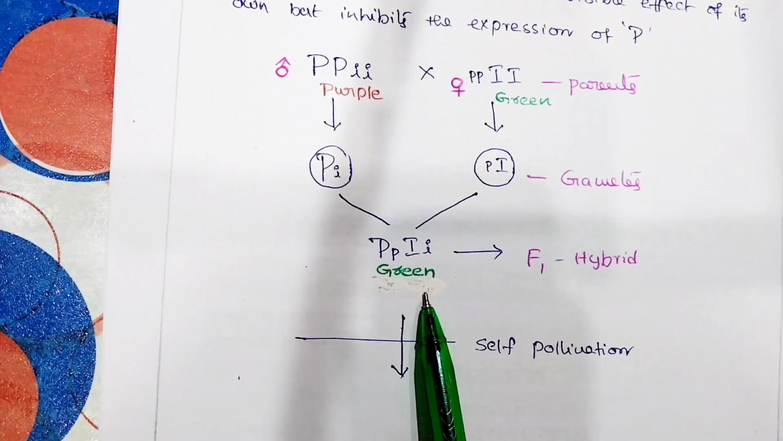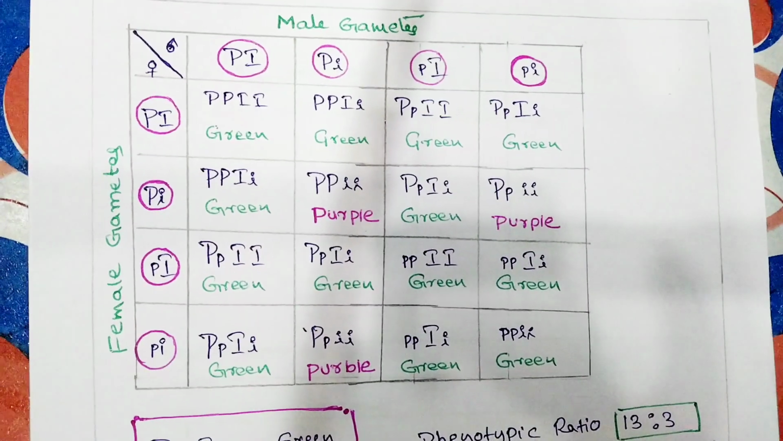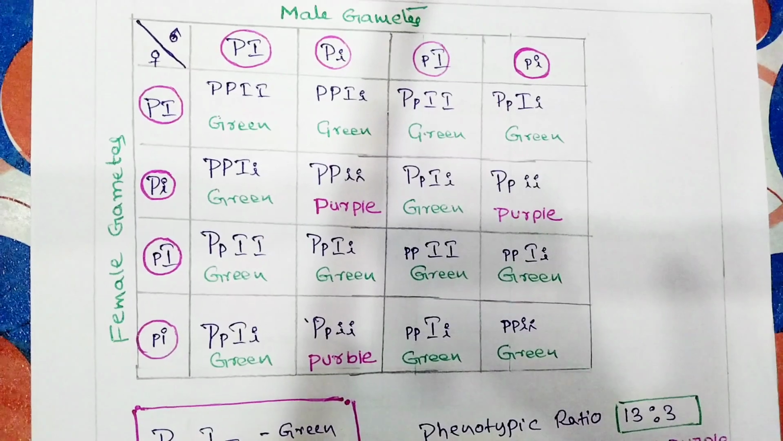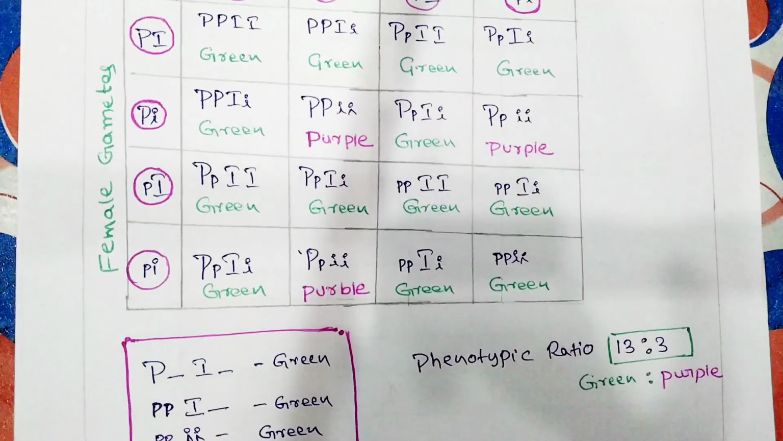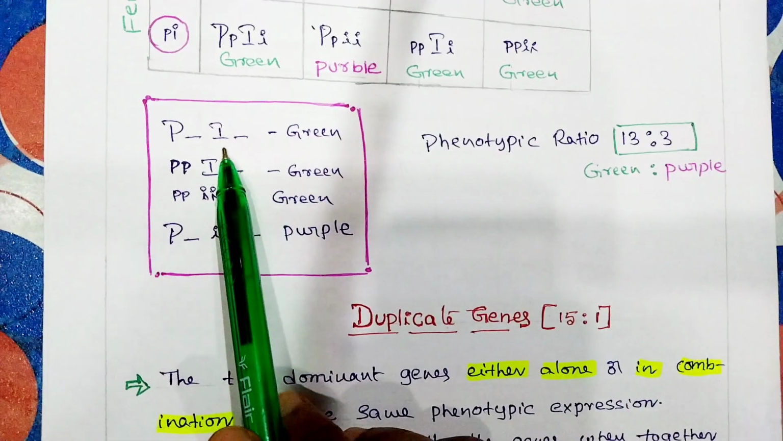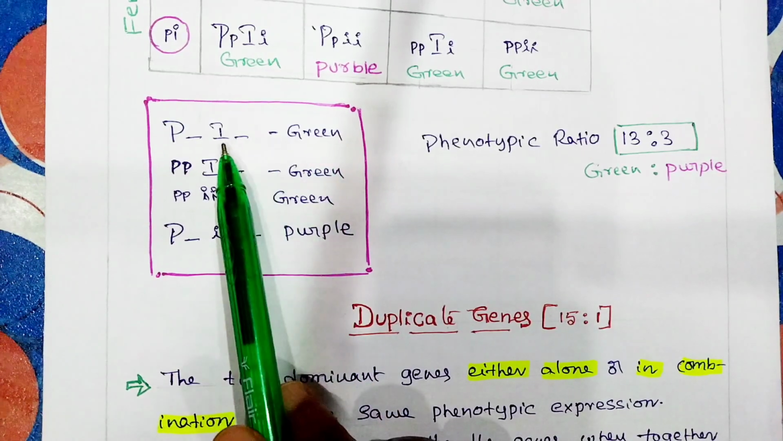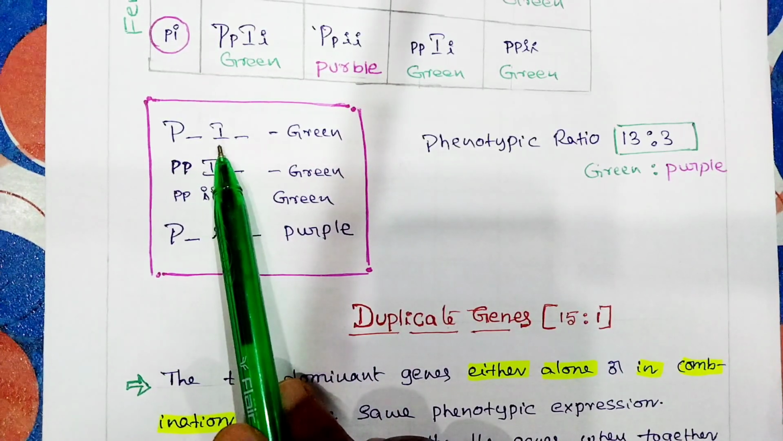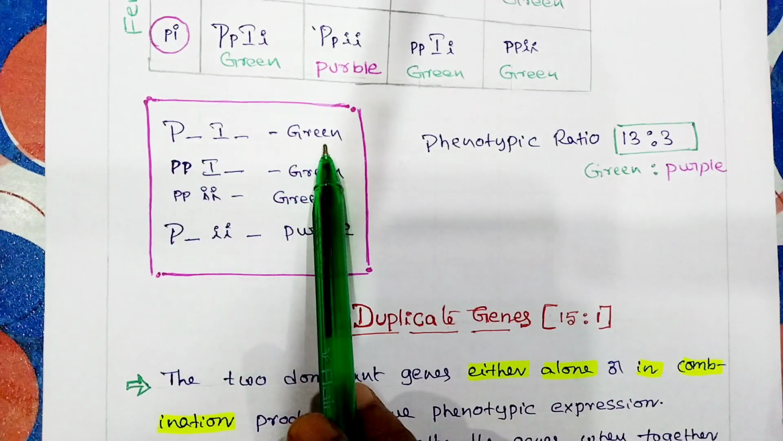When they are allowed to self-pollinate, we get the F2 progeny. Let's see the F2 Punnett board. These are the F2 progeny we get by self-pollination. First, you have to see the conditions to be remembered. When capital P and capital I genes are both present, the green color will be obtained. Why? Because the capital I gene suppresses or inhibits the expression of purple leaf color. That's why the green phenotype will be produced.